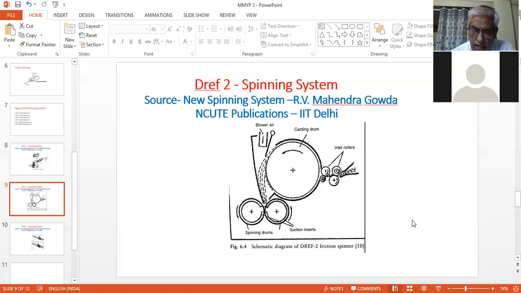It is not a versatile machine. You cannot spin any count, any material on this. It is generally suitable for coarse counts only, because the twist takes place due to friction between the yarn and the drum, and there is a slippage between the yarn and the drum. That's why the yarn strength is low.